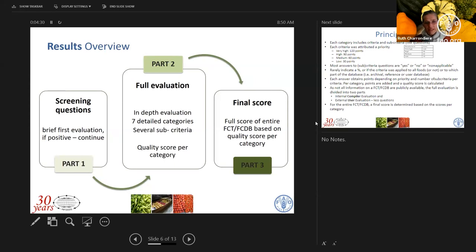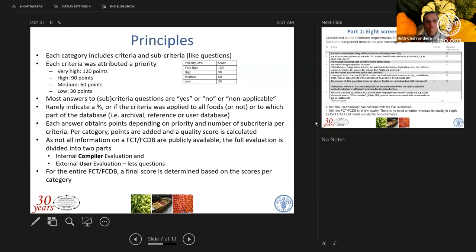So we have 7 categories, and in each category, as I said before, we have a lot of questions which you can answer, and then you get a score. And then at the end of this full evaluation, we will have a quality score per category. And this quality score per category is then used to do the final scoring of the whole database, which is in part 3.